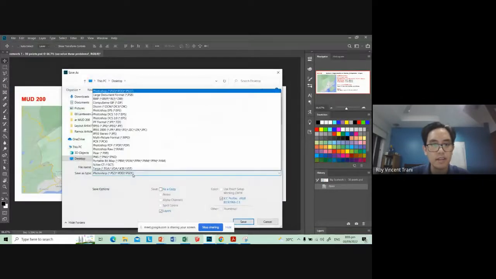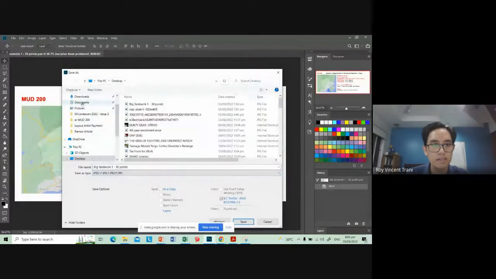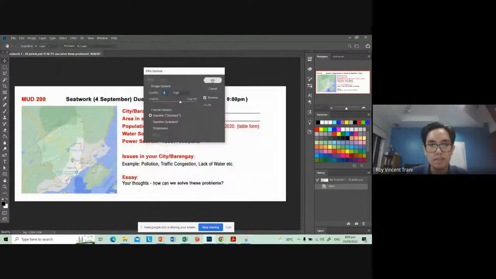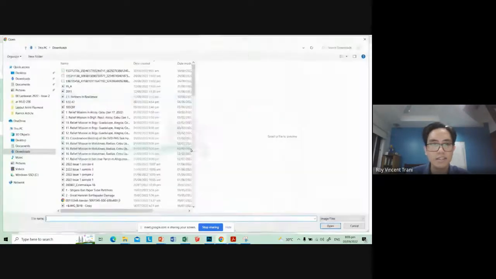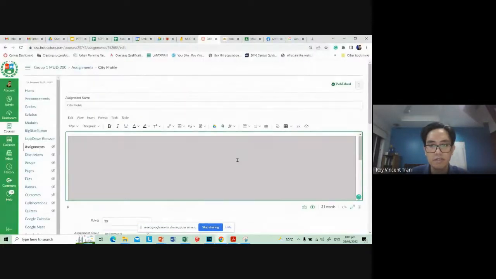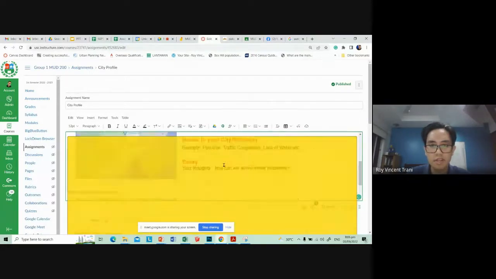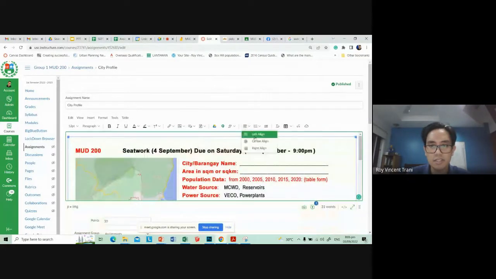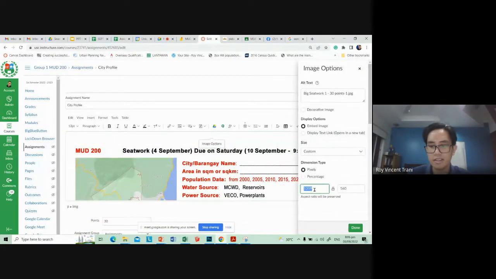Save as JPEG. Now, for some reason, everything is going to my desktop today. Okay, there we go. And I think I can discuss more as to what kinds of images you can use, and what kinds of websites you can use to get this data.